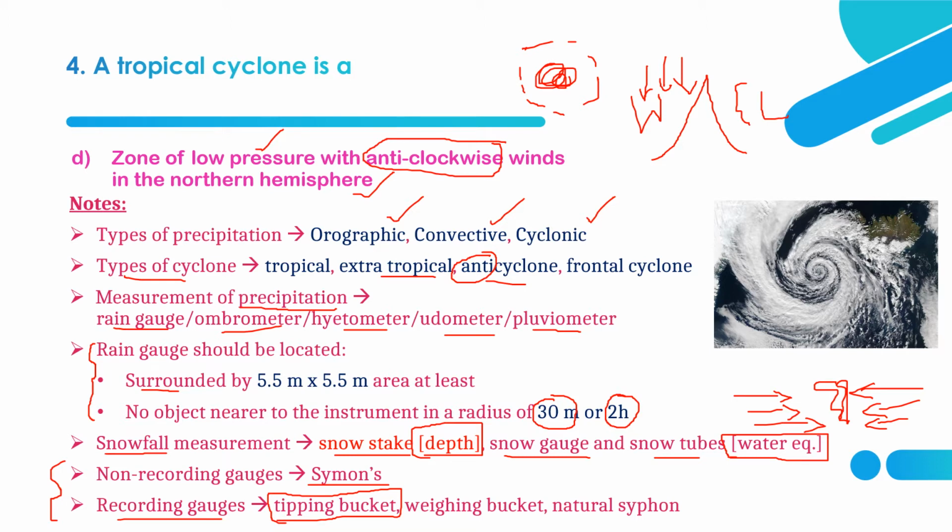And the weighing bucket type and natural siphon type provide the mass curve of rainfall. So these are some important definitions and concepts behind precipitation. Now let's move on to the question.